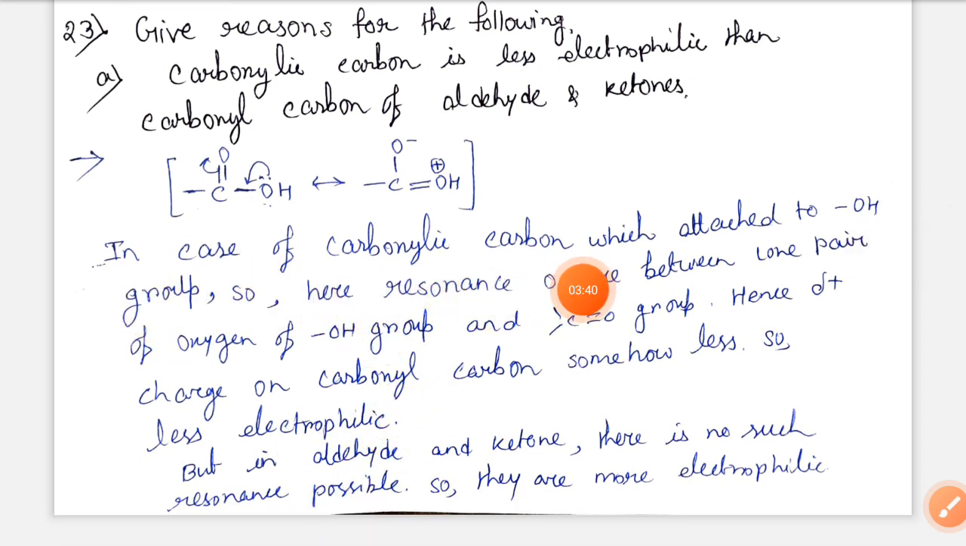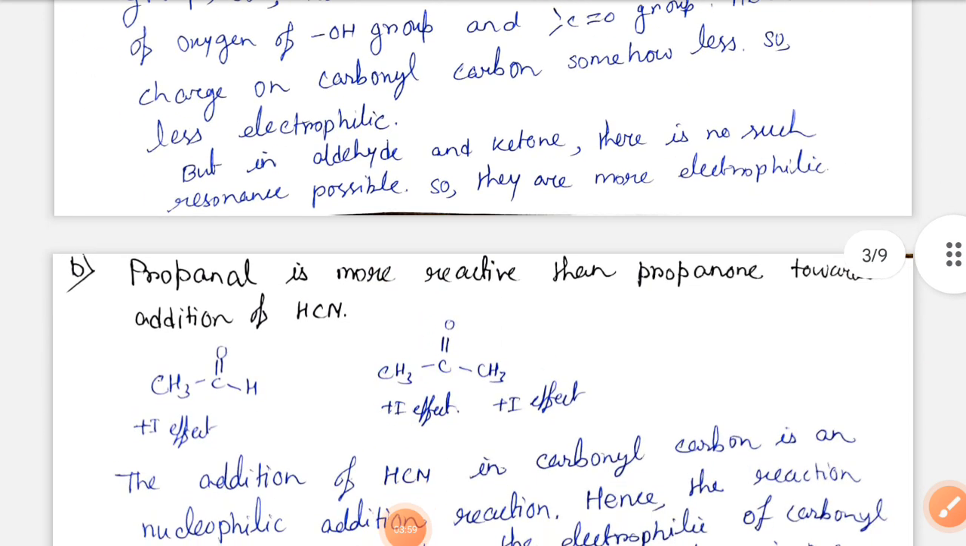So here all the description I can write. In case of the carbonyl carbon which is attached to the OH group, resonance occurs between the lone pair of oxygen of the OH group and the carbonyl group, hence the delta positive charge on carbon is somehow less. Okay, so it is less electrophilic than ketone and aldehyde.